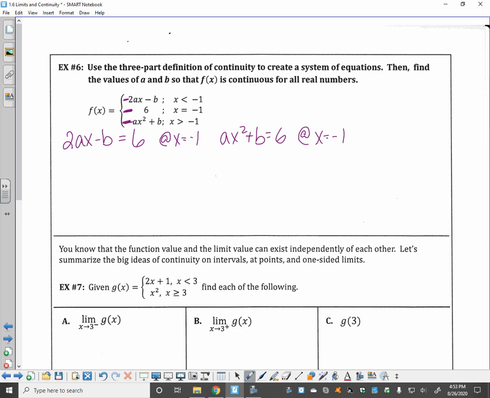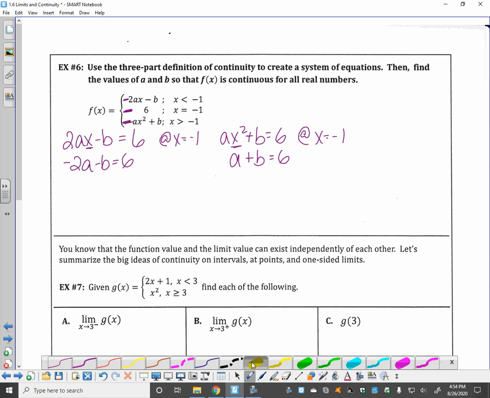Okay. Well, the goal said find a and b. Well, I know what x is, so I'm going to plug some x's in. So -1. So I'm plugging a -1 in here. So that's going to make that -2a minus b equals 6. And then I'm going to take that x equals -1, plug him in there, and square them. It's going to be +1. So that's going to be a plus b equals 6.